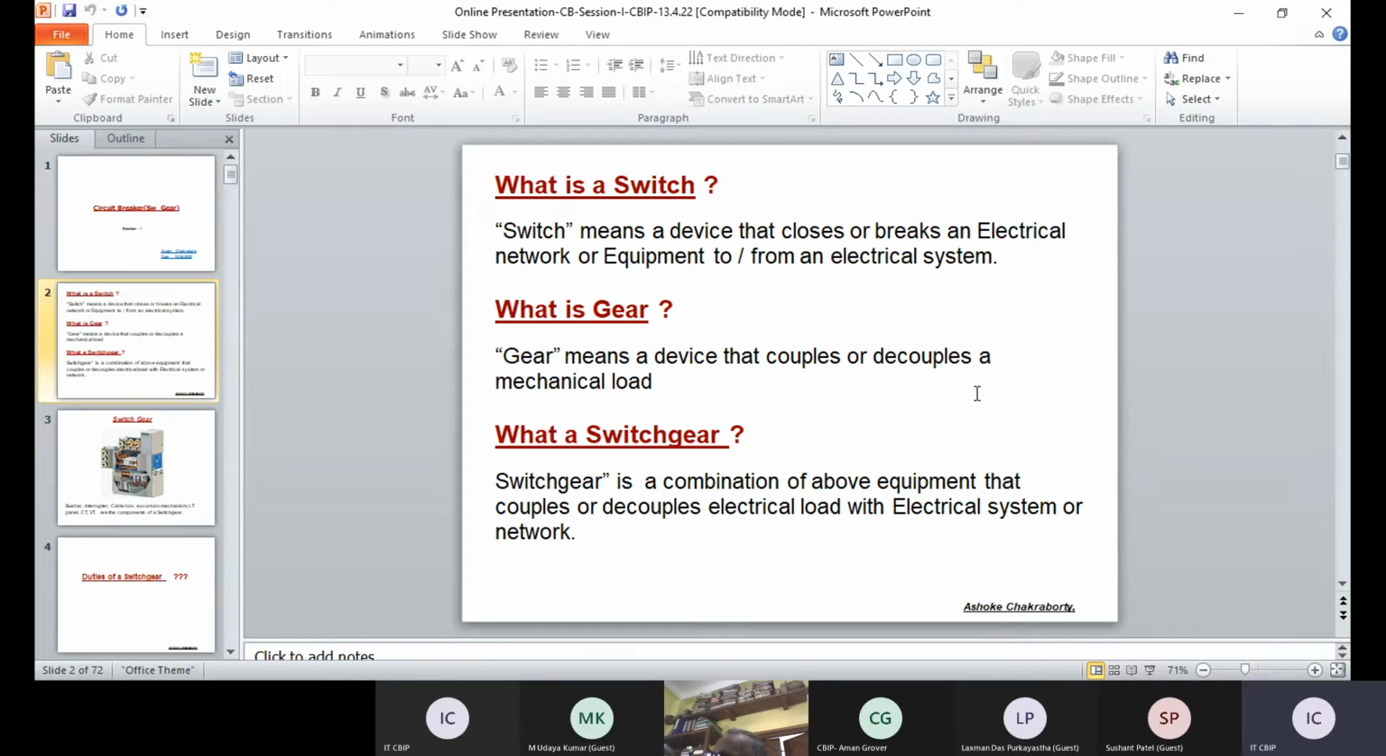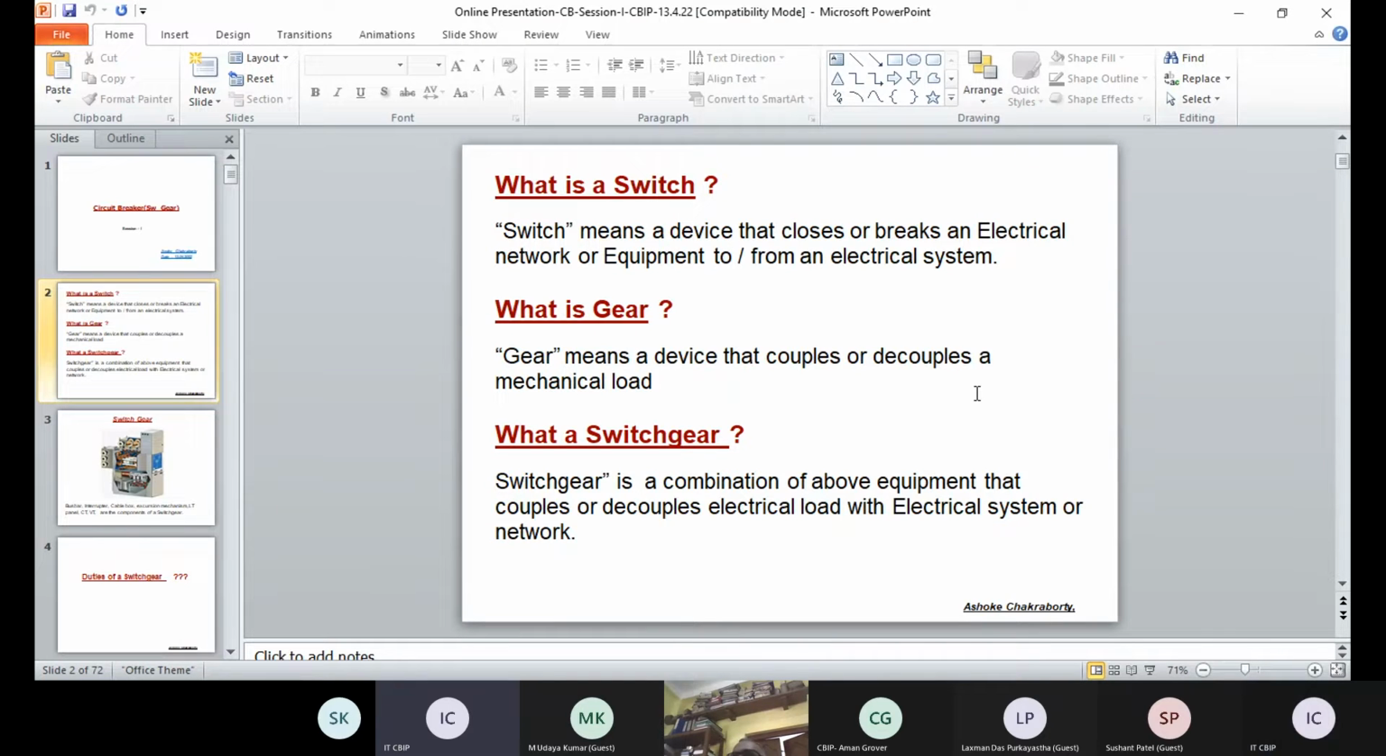Now, for the first slide, is it visible? Visible, sir. What is a switch? A switch is a device that closes or breaks an electrical network or equipment to and from an electrical system. That's a switch. Then why are we bothered about switchgear? Because gear is a device that couples or decouples a mechanical load.